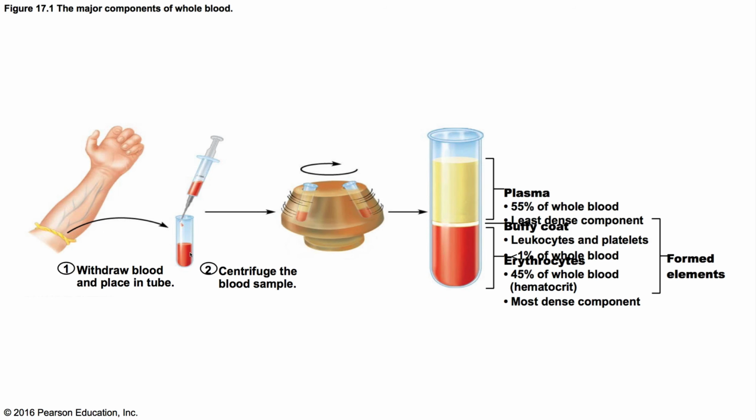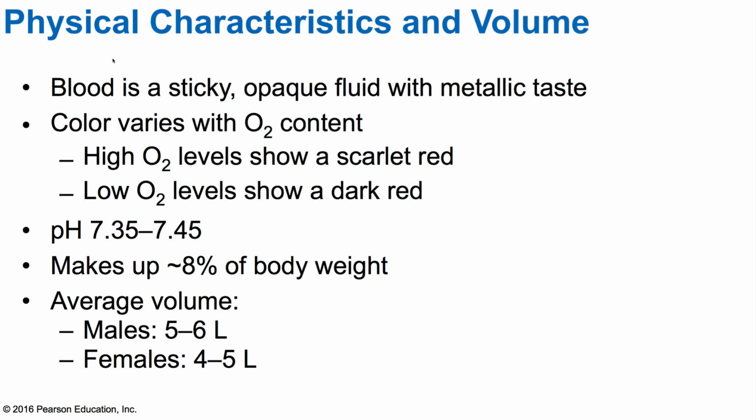As you can see, it's no longer uniformly red. Now we have a layer on top. This is where the plasma is. And notice this is about 55%. Then you have this very red layer on the bottom, which is where all the red blood cells are. This is 45% of whole blood. Then this is that buffy coat. This is a layer that's right in between. And it's over here where we have the platelets and white blood cells, or the leukocytes. So it's the combination of the red blood cells, the platelets, and leukocytes that are collectively known as the formed elements.